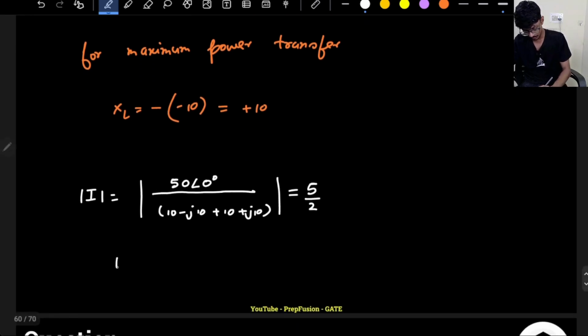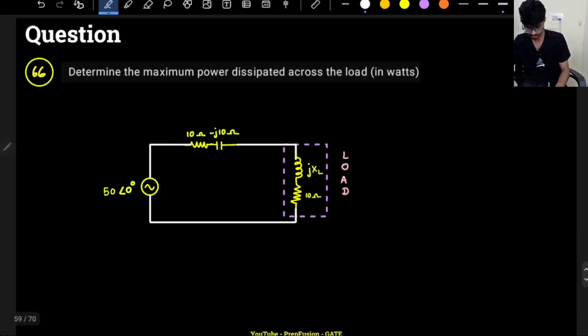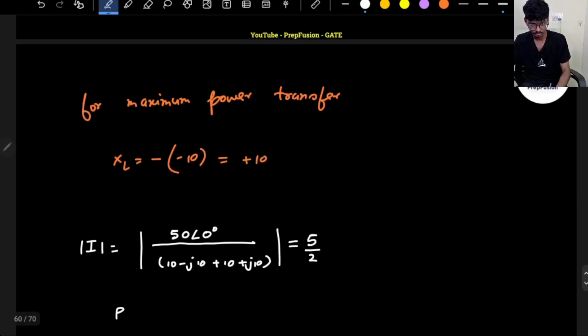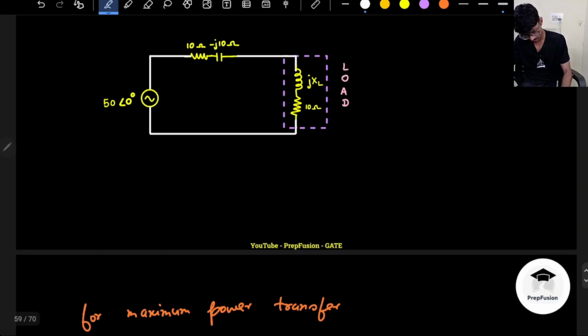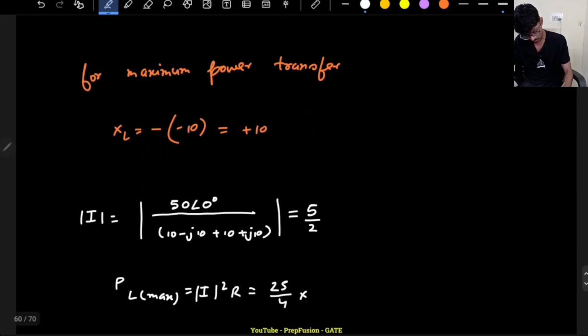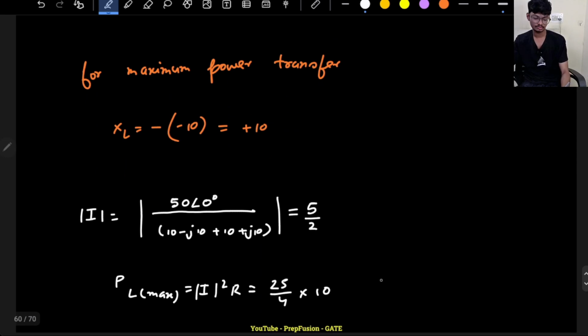So what will be the power? Have they asked the power? Yes, they have asked the maximum power dissipated across the load. So PL max will be the magnitude of I whole square into R. So this is 25 by 4 into R. R is the resistance, which is 10 ohms. So it is 6.25 into 10, so this is 62.5 watts. Okay, so this will be the answer of this question.